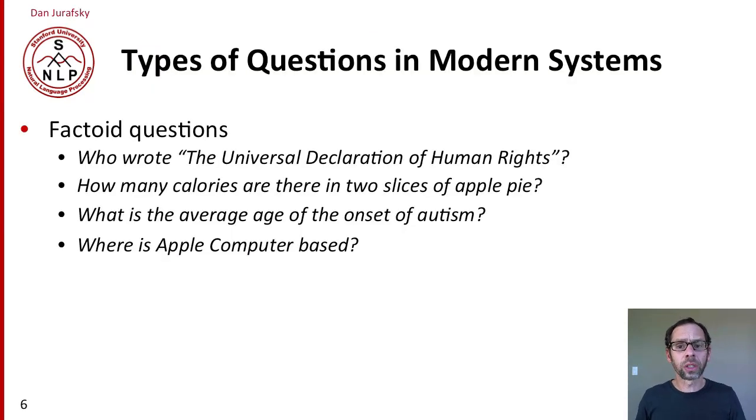So these kind of questions are factoid questions. So questions like, how many calories are there in 2 slices of apple pie, or who wrote the Universal Declaration of Human Rights, or what is the average age of the onset of autism? These kind of questions, pretty simple questions, can be answered by a simple fact, often a named entity.